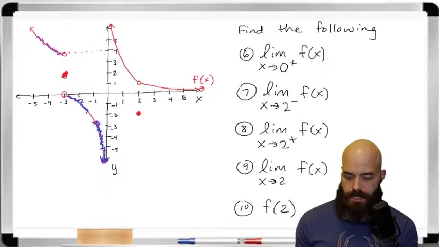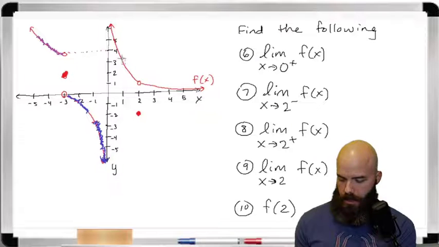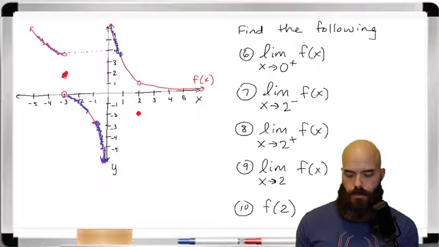All right, let's look at some more. Okay, so number 6 is saying, what is the limit as x approaches 0 from the right side? Well, let's do what we've been doing. Let's start on the right side of 0, and let's trace along. And notice the function starts to approach infinity. So this would be positive infinity.